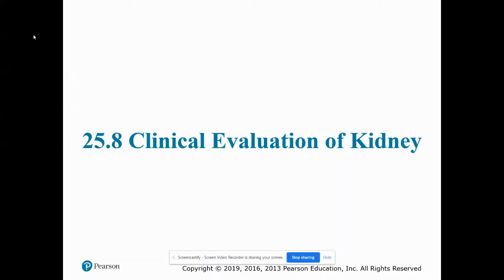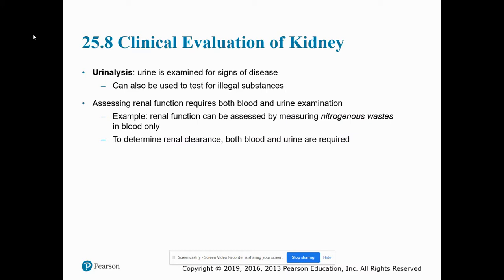We're still in chapter 25, and this is on the clinical evaluation of the kidney. So, urinalysis is when urine is examined for signs of disease, and it's also used to test for illegal substances. Now, assessing renal function requires both blood and urine examination.